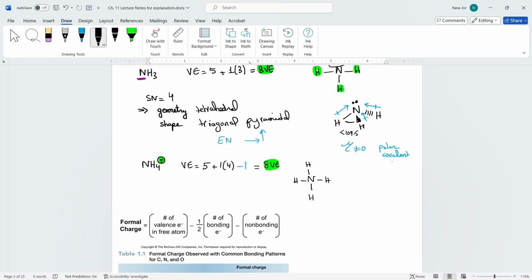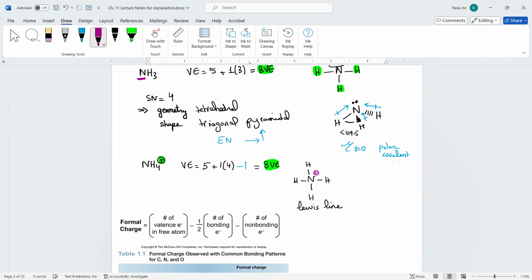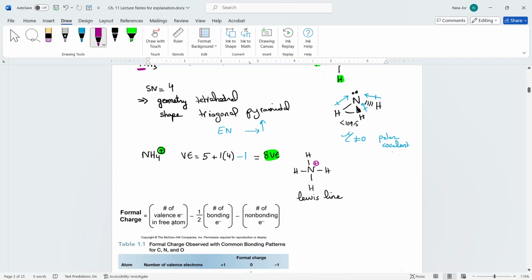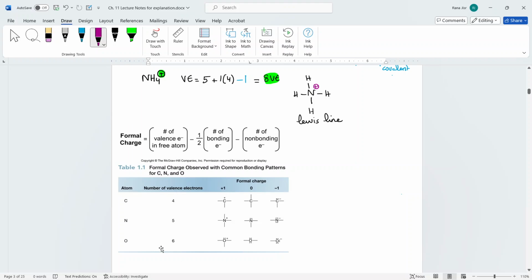Always put your charges in the Lewis structure, so here the nitrogen is going to have a +1 charge. This is a formal charge calculation. This is the equation for the formal charge, and this is the table for the formal charge. This is supposed to be a revision from 111. When nitrogen has 4 bonds, it should have a +1 charge. You can go with this table or put the values in the formula, and you get the same answer, which is +1.